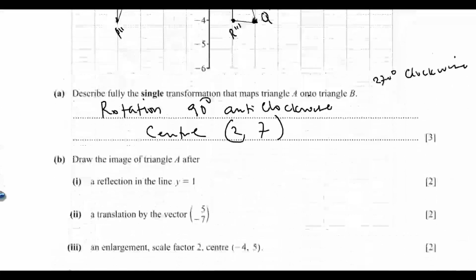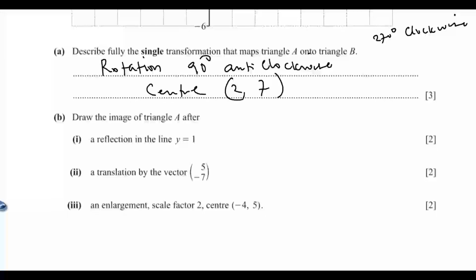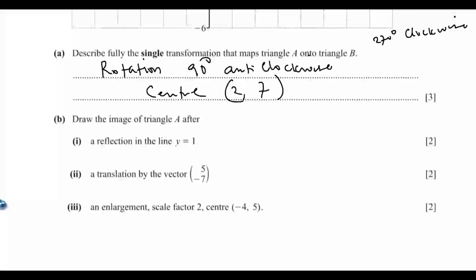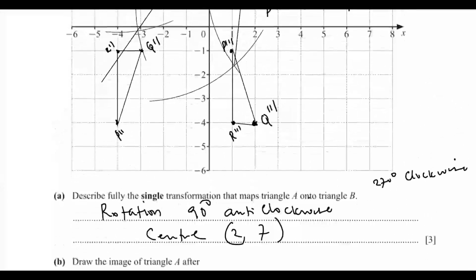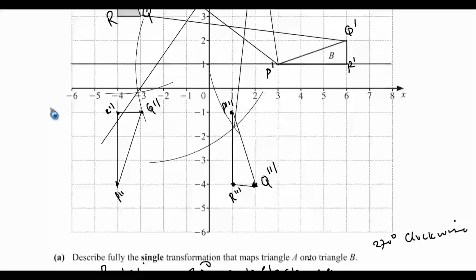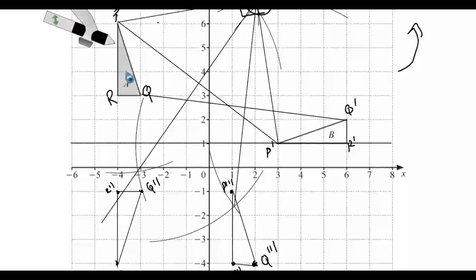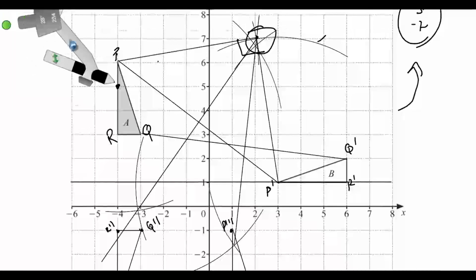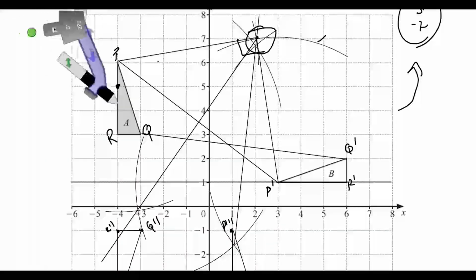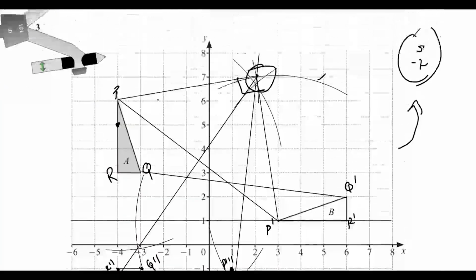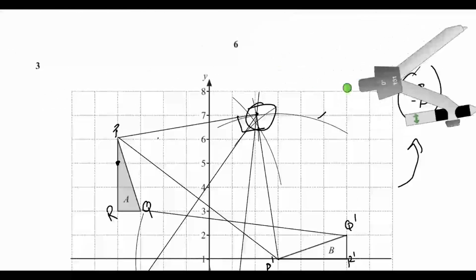Okay, so let's see the final question there. An enlargement, scale factor 2, center x equals minus 4, y equals 5. Minus 4 and 5, it will be this one here. Okay, so let's roll up. Now what we need to do is, I think I need to remove this one. Let's roll up a little bit. Yes, I can take this away.